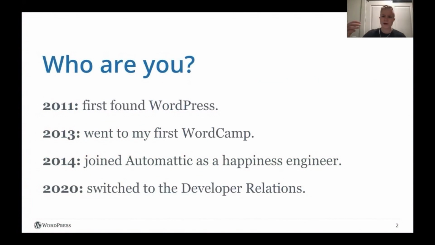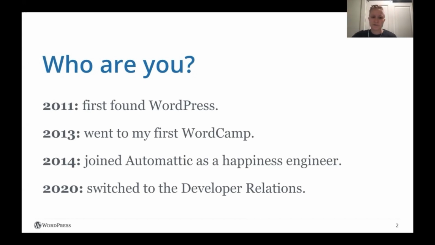So to start, who am I? My name's Anne McCarthy. I live in the United States. I work for Automatic as a developer relations wrangler, and my general focus is on building great relationships with developers, but specifically right now, I'm spearheading the full site editing outreach program, which I'll talk about in a bit.